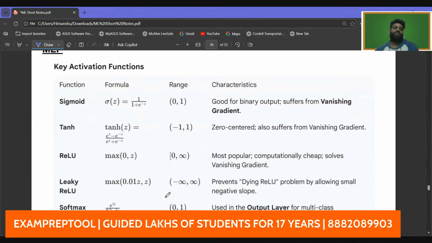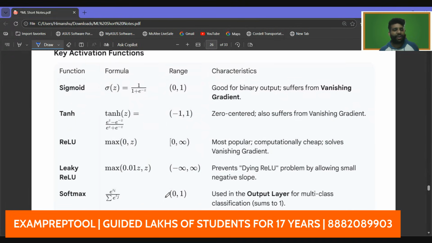Key activation functions are sigmoid, tanh (hyperbolic tangent), relu, and leaky relu. You might not need it right now, but just for information, you can use softmax for a multi-class classification problem, if you want to classify out of 3 classes, something like that. The range and characteristics are also provided.